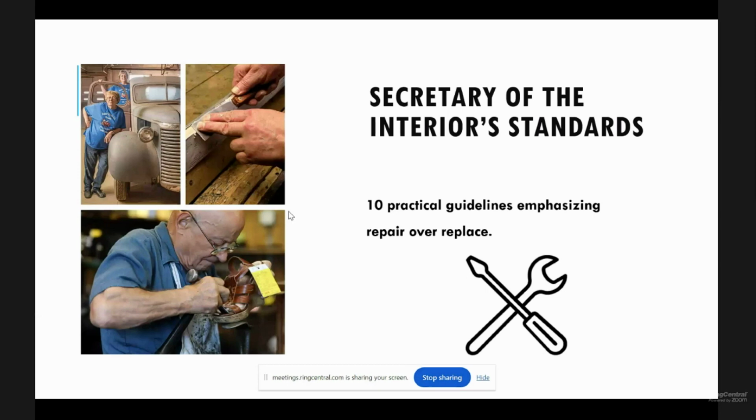These are just 10 practical guidelines. They emphasize repair over replace. These are put out by the National Park Service. And again, I'm going to send you a copy of the Secretary of the Interior Standards so you have these. So when you're doing a review of changes to buildings listed on the Oak Harbor Register, this is what you use to ensure that you're being fair.